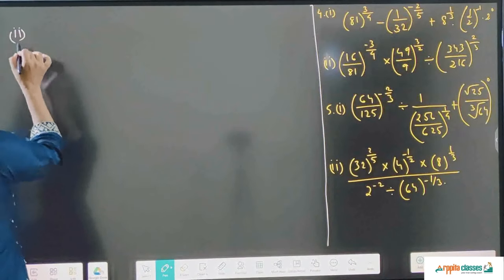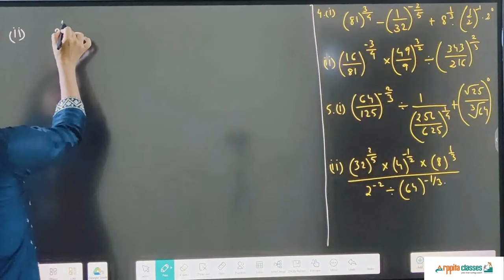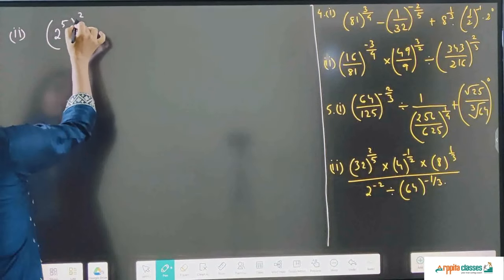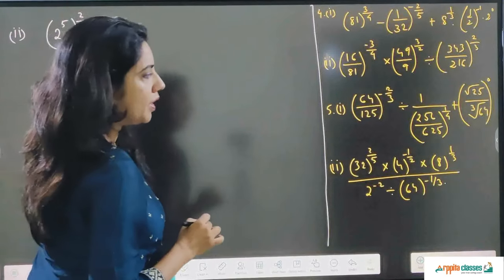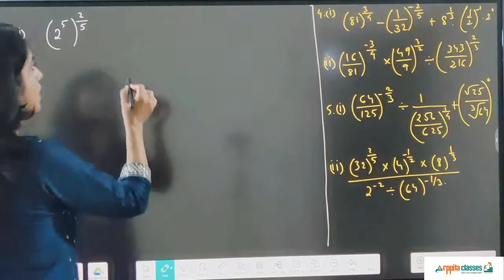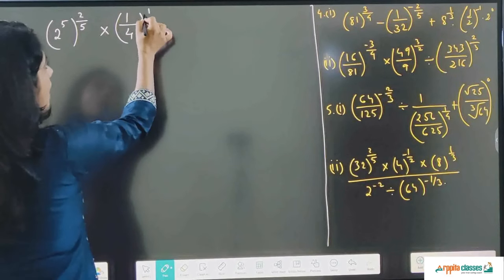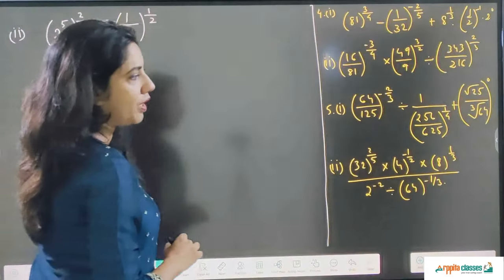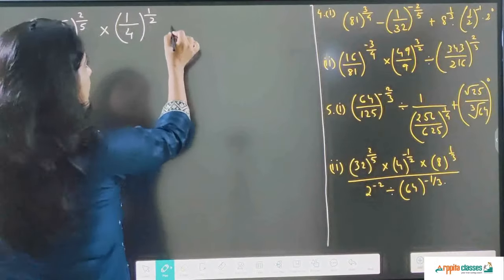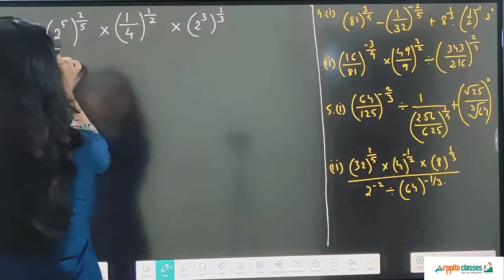So the first thing is 32 to the power 2 by 5. So 32 can be written as 2 to the power 5 whole to the power 2 by 5 into 1 by 4 to the power minus 2. So I'll make the indices positive. I'll write 1 by 4 to the power half, indices become positive, into 8 to the power 1 by 3. So 8 can be written as 2 cube and this whole to the power 1 by 3.